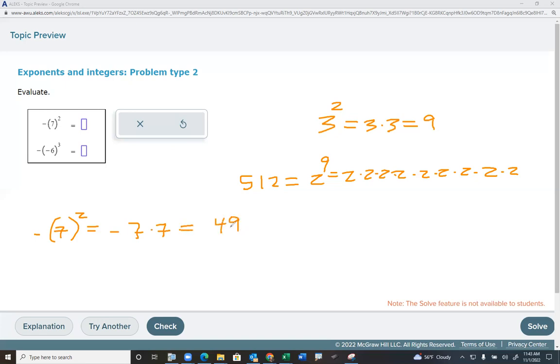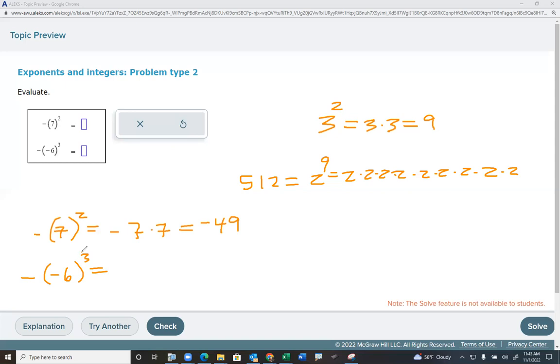All right, so now I've got negative 7 times positive 7. Well, 7 times 7 is 49. The signs are different. I get a negative. Bam. Now let's compare that with the other one. Okay, and you're definitely gonna have to practice this stuff. It's not the hardest thing in the world, but you know, to keep it straight, you got to practice.